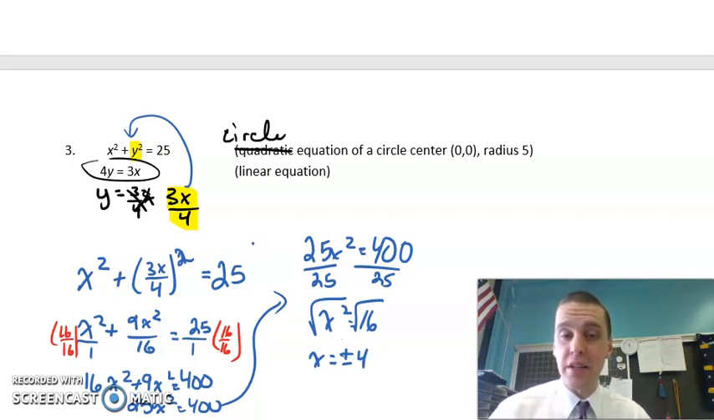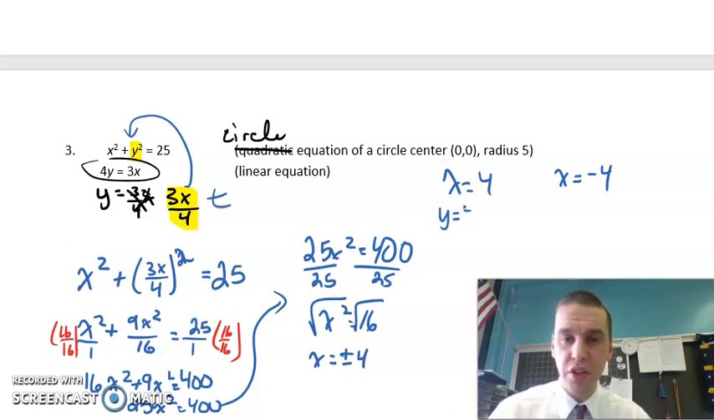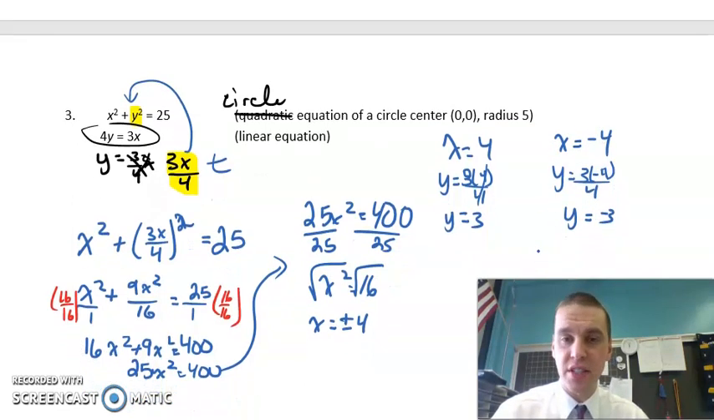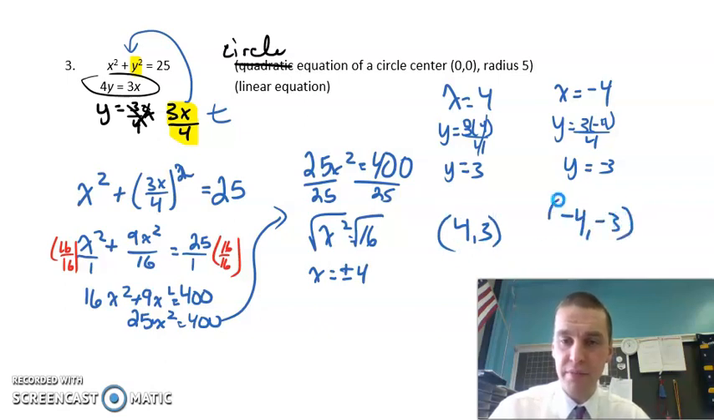Again, you're not done. You have to find the y value. So I'm just going to write out 4 and negative 4. And then I'm going to plug in to what y is. Well, y equals 3 times 4 over 4, and y equals 3 times negative 4 over 4. Notice that those 4's cancel, and so I'm left with y equals 3. And this cancels to negative 1, so I'm left with y equals negative 3. So my final answer to this, where are they equal? They are equal at (4, 3) and (negative 4, negative 3).